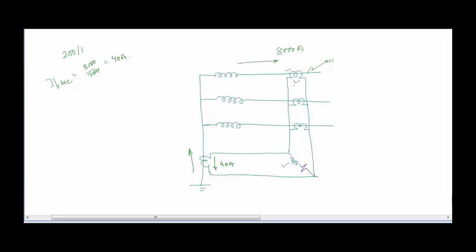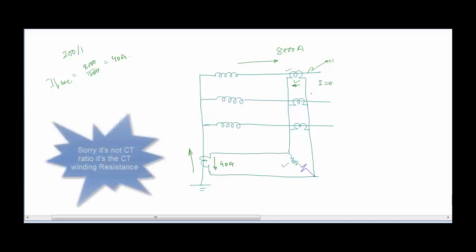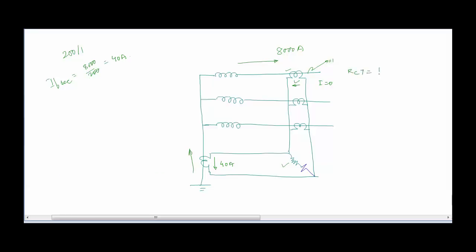It is not going to feed any current, so the magnitude of current that will be flowing here will be I equal to 0. But this CT has a resistance because of its winding, so let us just assume that RCT is equal to 1 ohm, and this CT is connected to the relay through this cable. So the value of resistance of this cable is, let's say, 10 ohms.